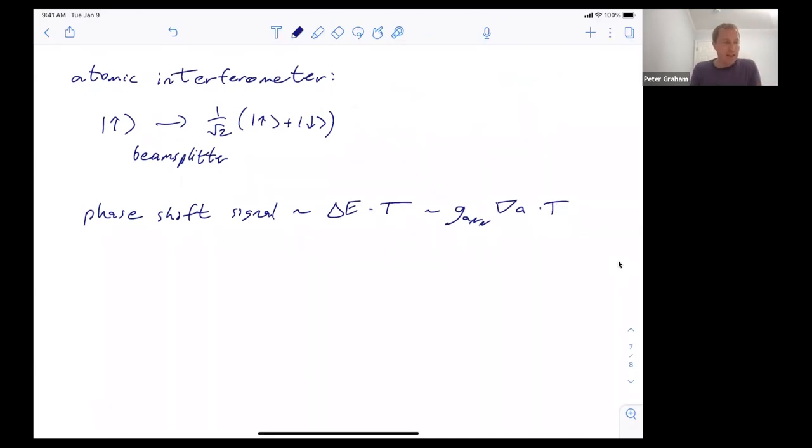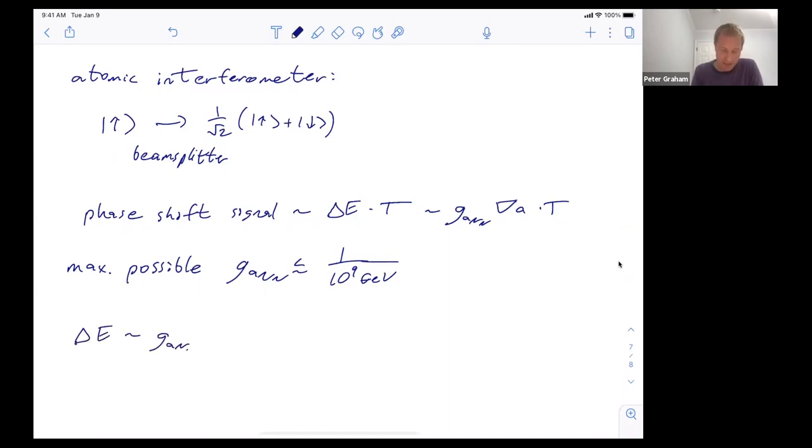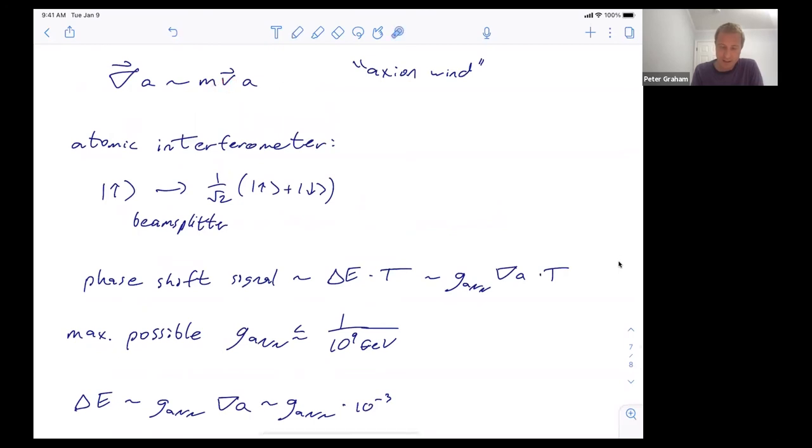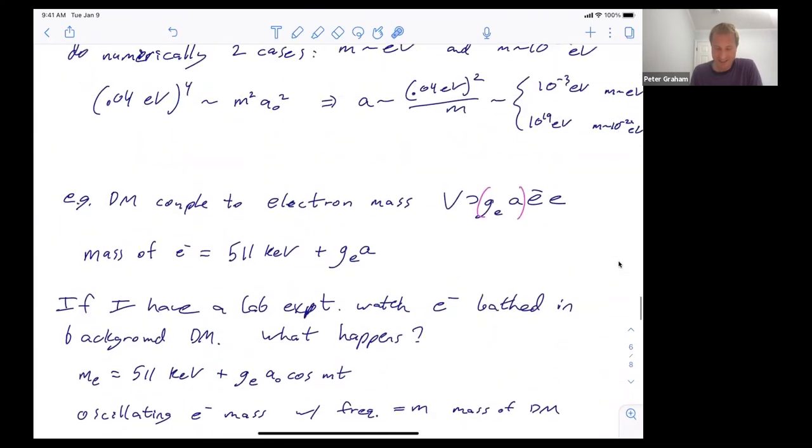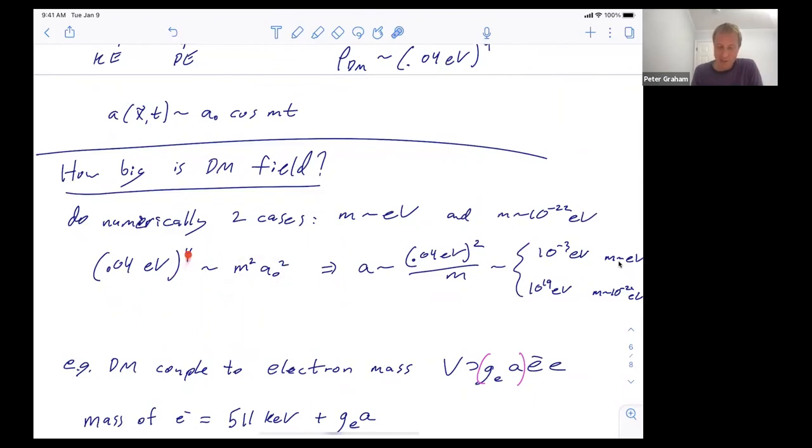Let me just give you some numbers. Existing experimental constraints set an upper limit on this g_aNN, which has to be less than 1/10^9 GeV. This one has units, and we'll work in these particular units. That's what's usually done. So you can see that this energy splitting, delta E, which is about g_aNN times grad a, is this g_aNN times 10^-3 for the velocity times m_a. Now, do you recognize m_a, what that is? Think back. Where did it go? Here it is. There it is. m_a is just the square root of the dark matter energy density.